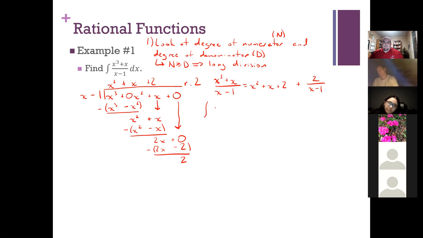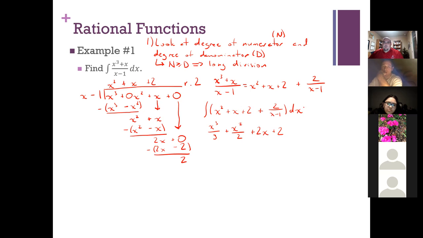All right, so now we've essentially traded in the integral that I gave you for a new one with a lot of different terms in it: x squared plus x plus 2 over x minus 1. If you're okay with this, tell me what the integral of this thing looks like. It'd be x to the 3 over 3, plus x to the 2nd over 2, plus 2x.